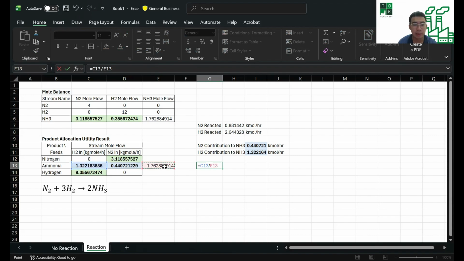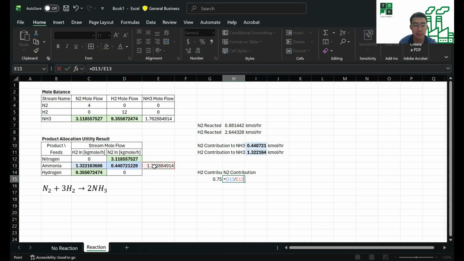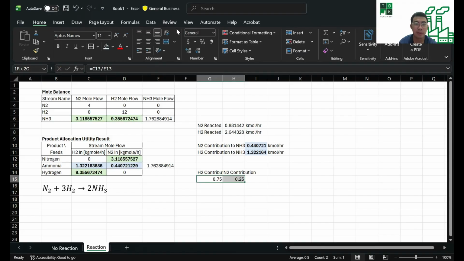Now, if we want to calculate the contribution in terms of percent, we just need to divide by the total. Okay, so this is the H2 contribution in terms of percent, and also the N2 contribution in terms of percent is this divided by this. Okay, so it will be 75% for H2 and also 25% for N2. Okay, so this is how UniSim calculates the production allocation utility.